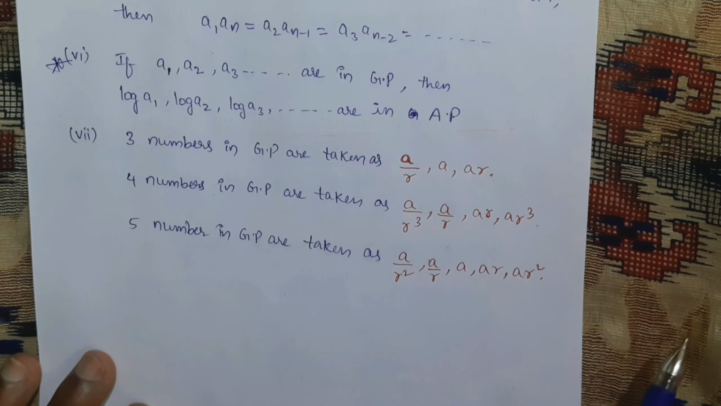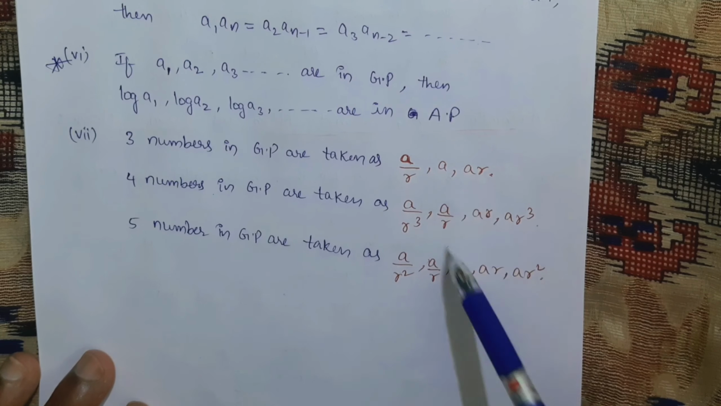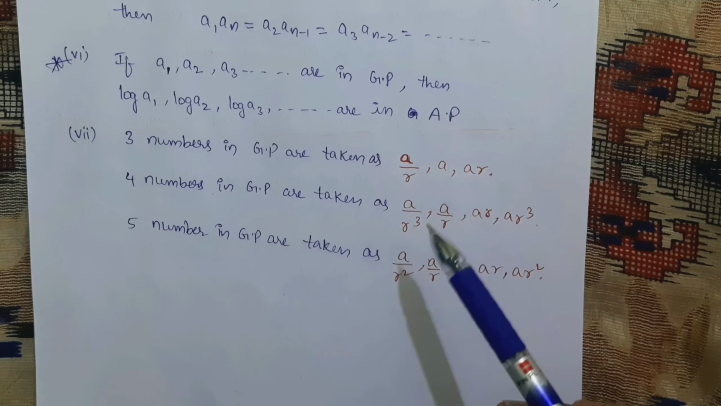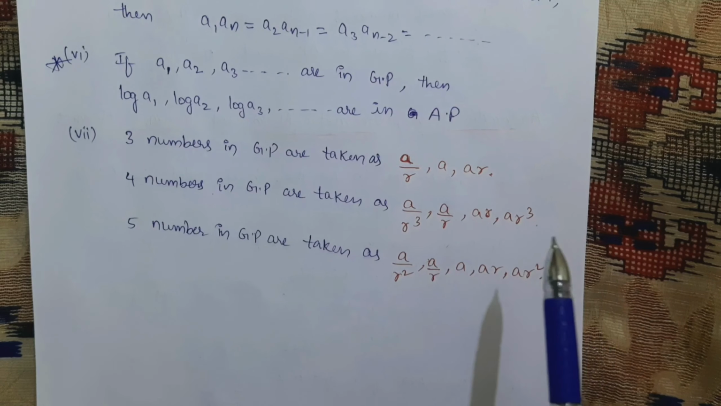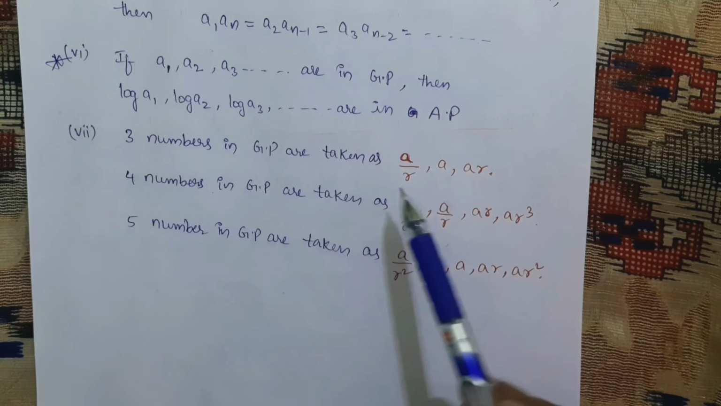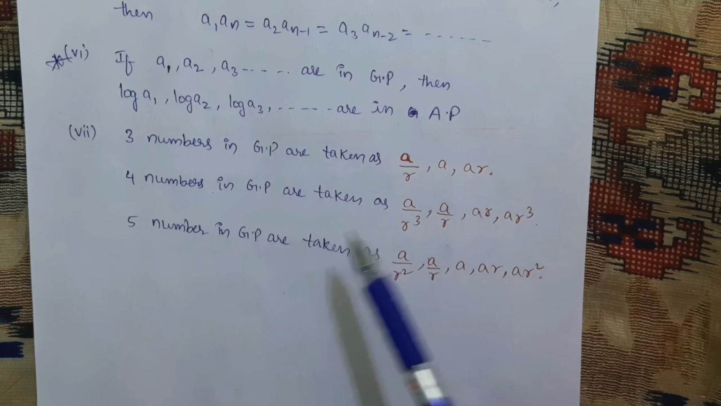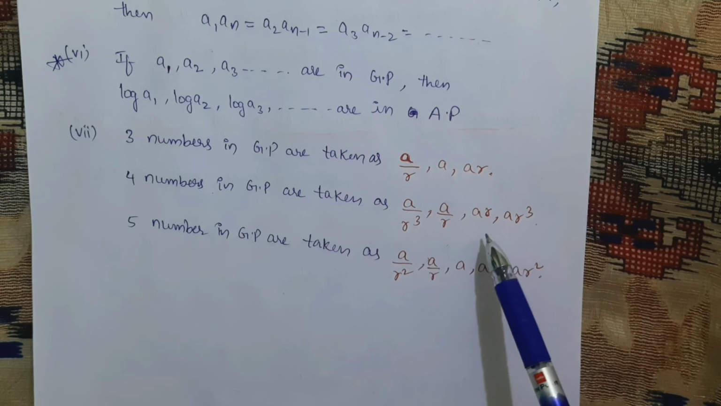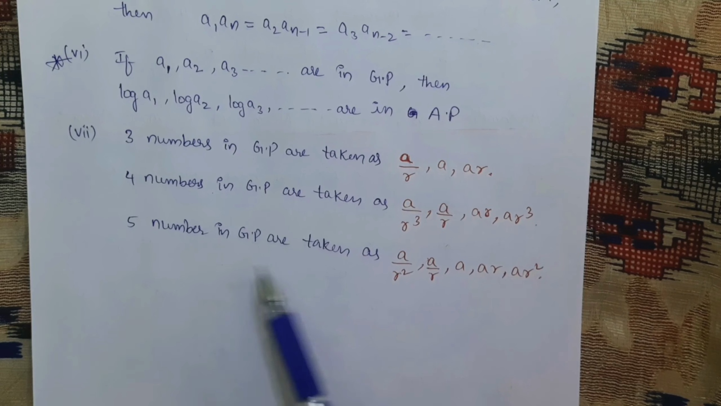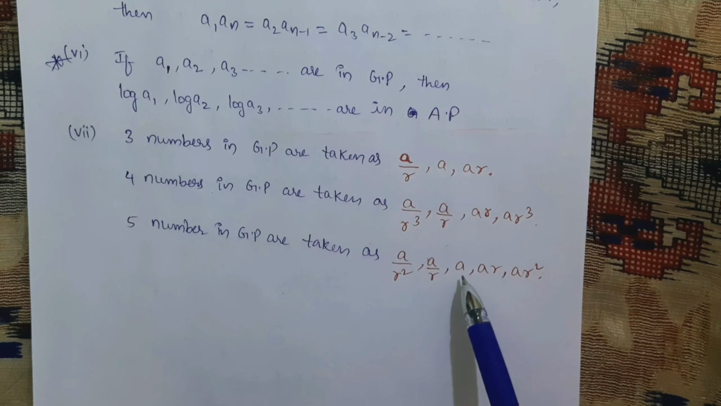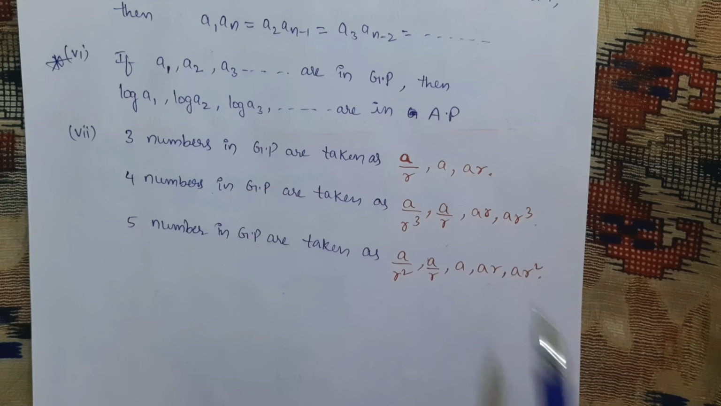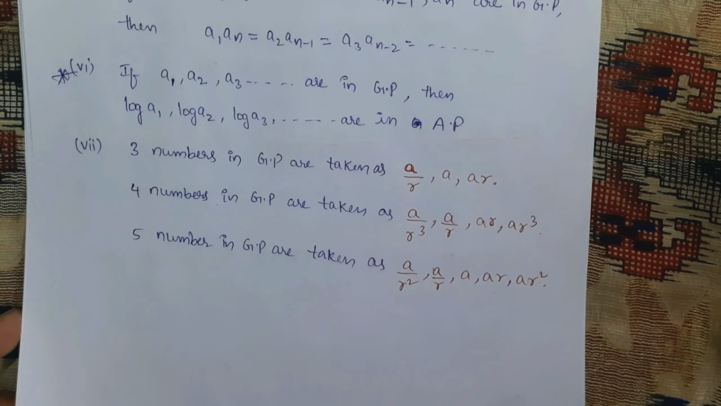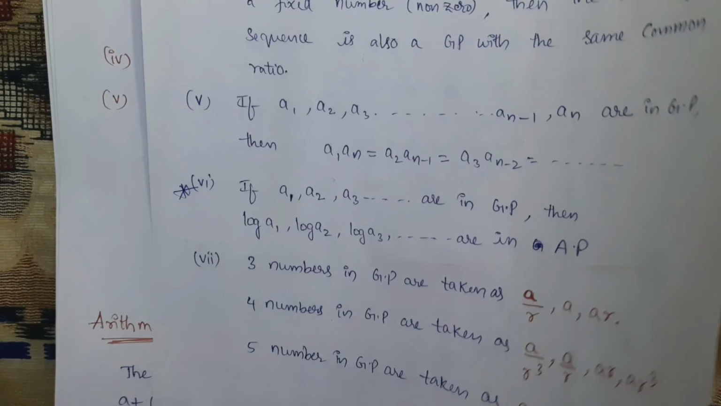they will consider three numbers in GP. In those cases, we should consider these types of numbers only, to simplify easily. If we take others, we will get a very complicated simplification. So three numbers means a by r, a, ar. Four numbers means a by r cube, a by r, ar, ar cube. Similarly, five numbers means a by r square, a by r, a, ar and ar square. These are the points you need to remember regarding geometric progression.